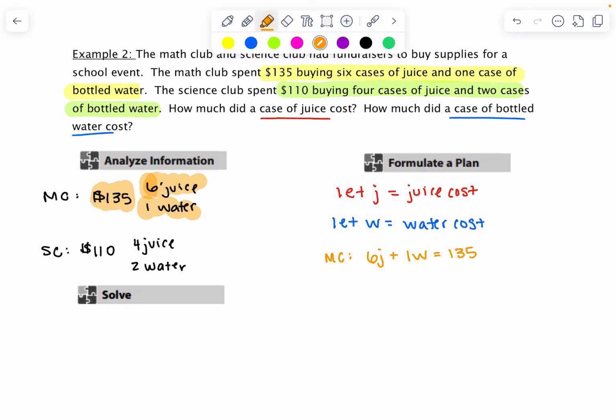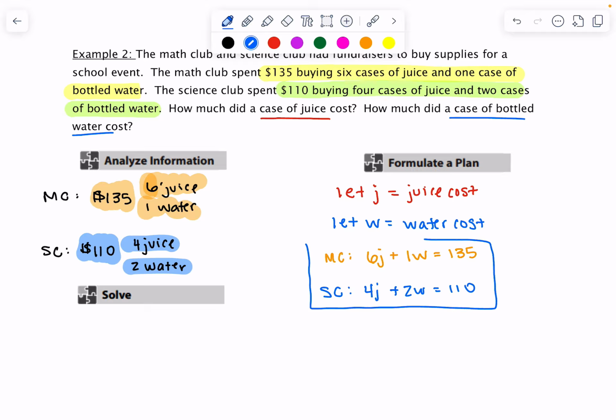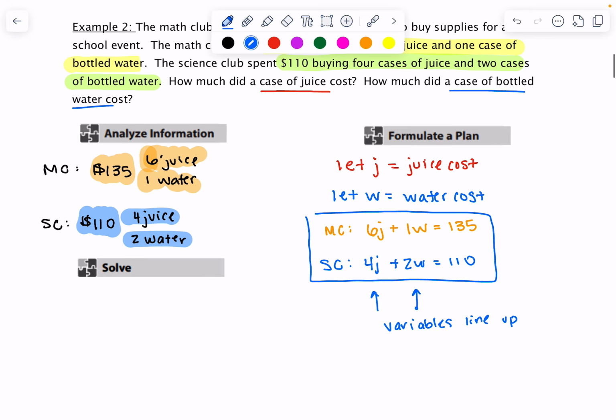The Science Club spent $110 on 4 juice and 2 water. So the Science Club had 4 juice plus 2 waters equals $110. So there's my 2 formulas. Okay, and when I notice this set of formulas, I'm putting a box around it because I think it's important here. I notice that the variables line up. And if the variables line up, I want to use elimination to solve this.